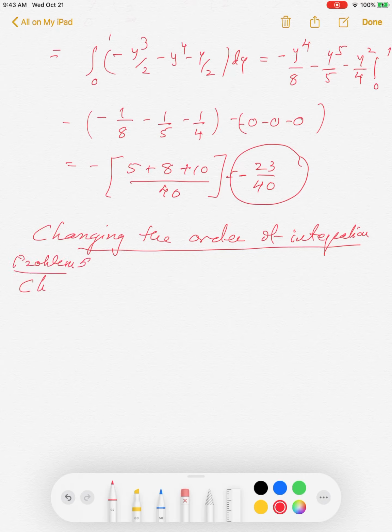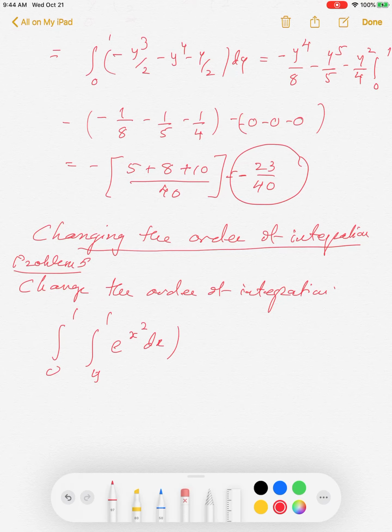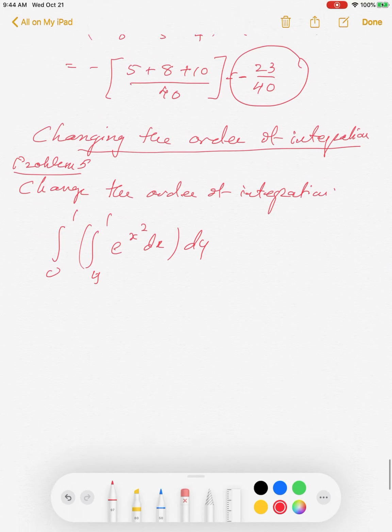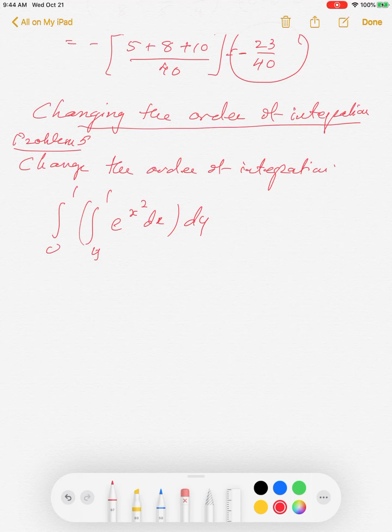So problem number 5, change the order of integration. So now you have a function of two variables and you are given an integral as a repeated integral, 0 to 1, y runs from 0 to 1, x runs from y to 1, e to the x squared dx first and then dy. So I want to rewrite this. So write the repeated integral by changing the order. That's what I want to do.